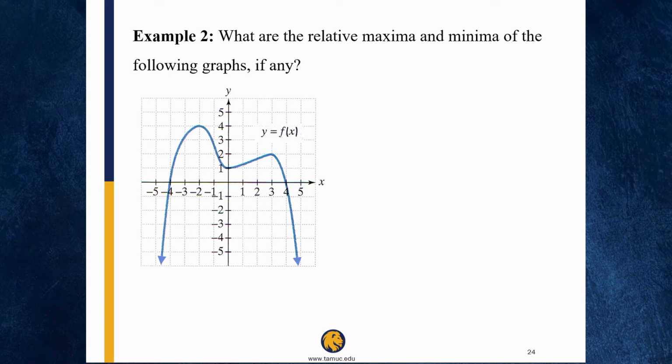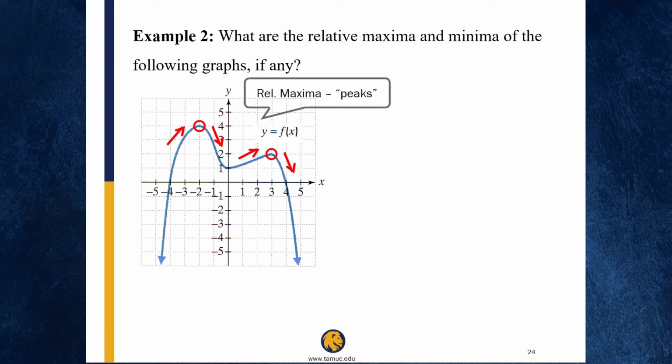In this example, we're going to look at the graph and determine any relative maxima and minima. Maxima and minima are the plural form of maximum and minimum. So we could have more than one, so we say maxima or minima in case there's more than one. We notice that there are here 2 points in the graph where it goes up and then comes right back down. These are called the relative maxima, the peaks in the graph. And those occur at the points (-2, 4) and (3, 2).